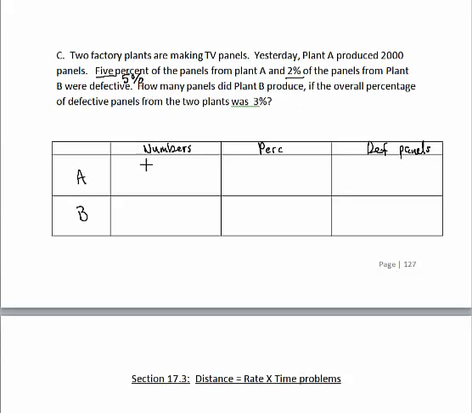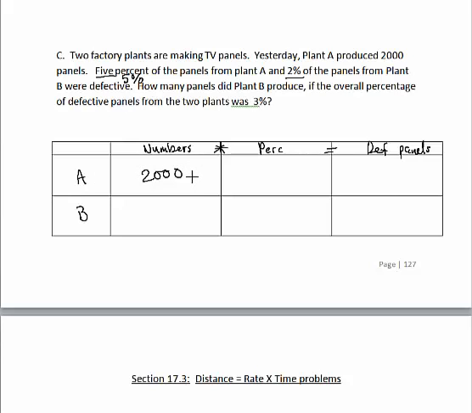Alright, so we made a certain number, but some of them were defective. How many were defective from each plant? So defective panels in this last column. Alright, number times percent defective equals the number that are actually defective. So it said plant A produced 2,000 panels. That is the number of panels produced.